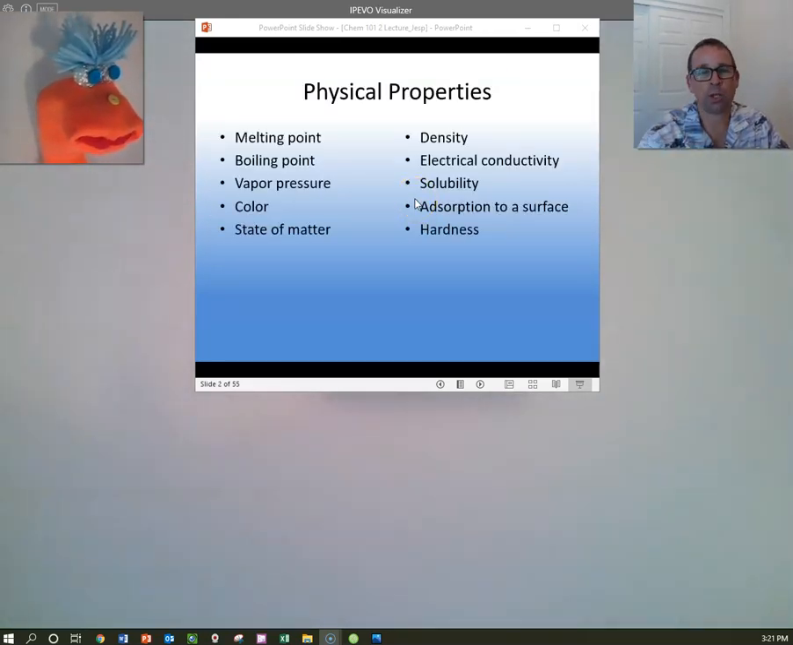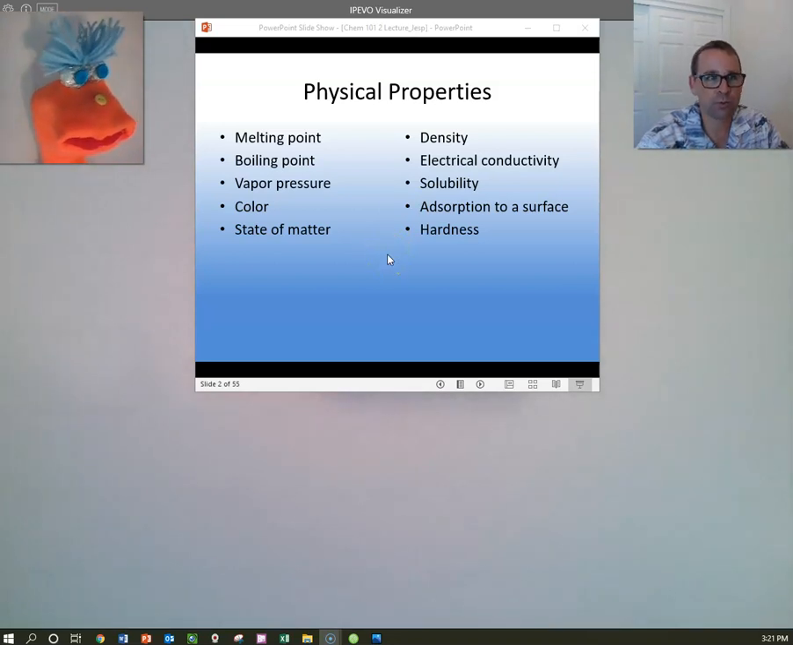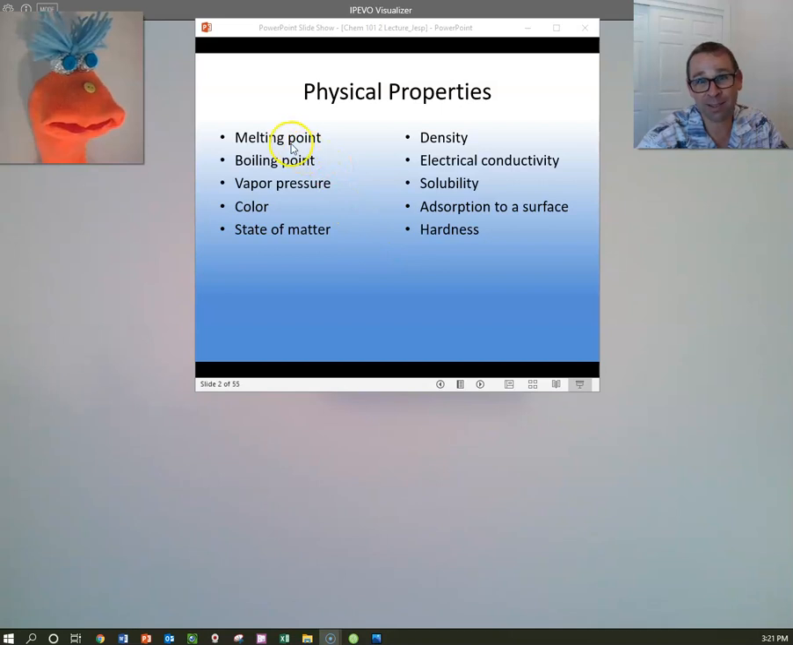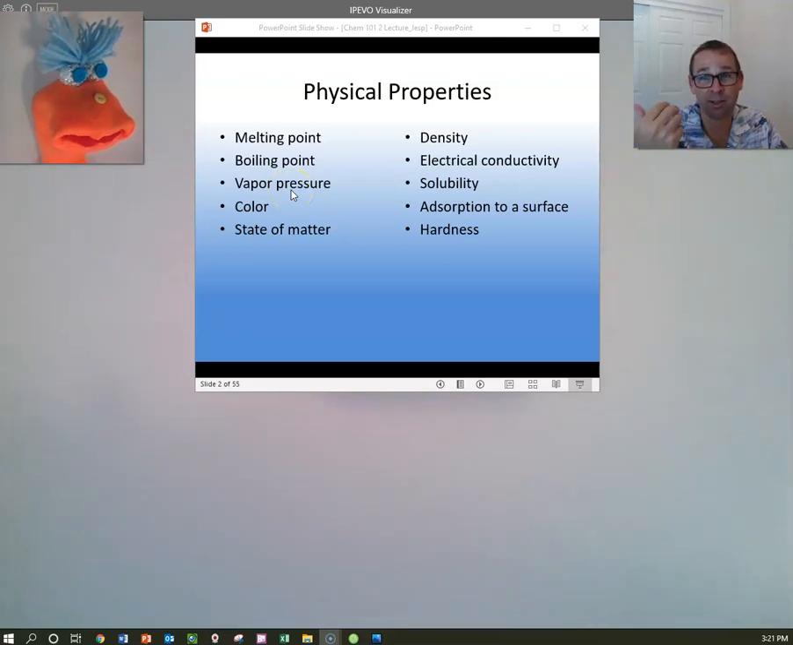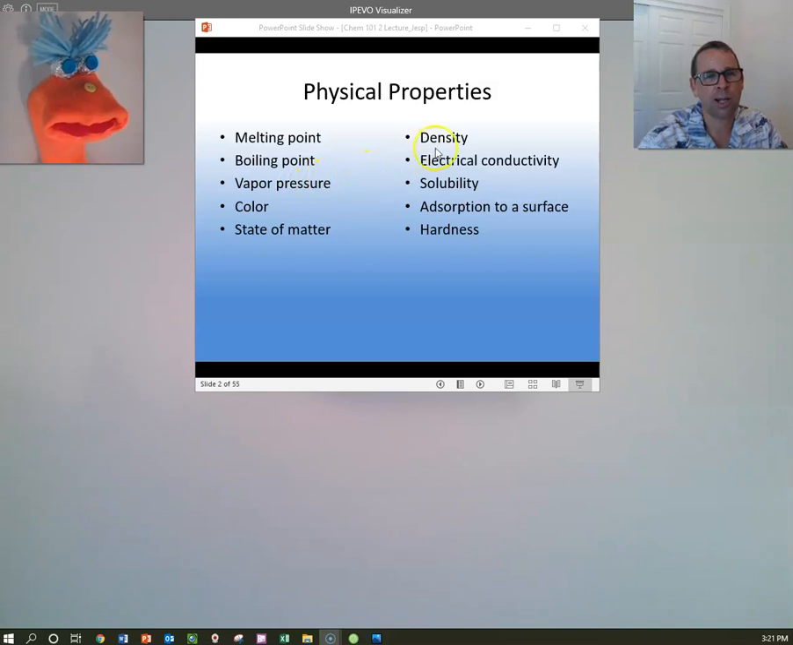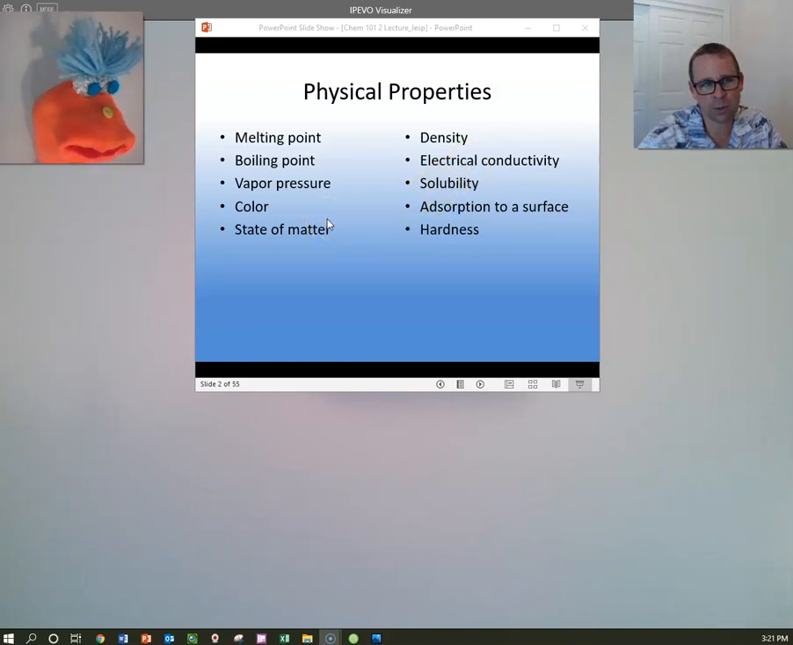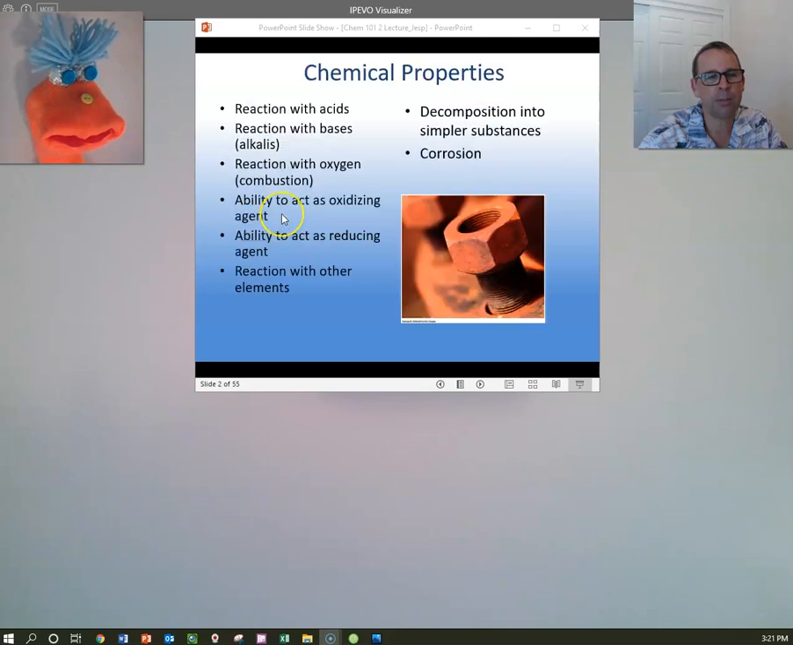Physical properties. Now, we talked about physical reactions before. So physical properties are things like melting, boiling, vapor pressure, essentially how much material is in the gas phase inside a container, for example, density, and conductivity. All of these are physical properties, okay? Whether it's a solid, liquid, or gas, that's a physical property, states of matter, okay?